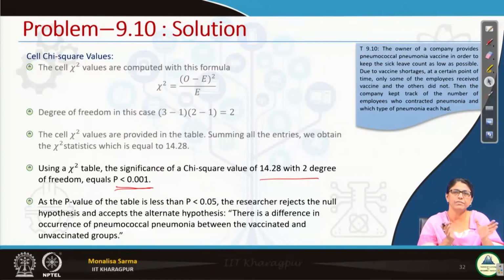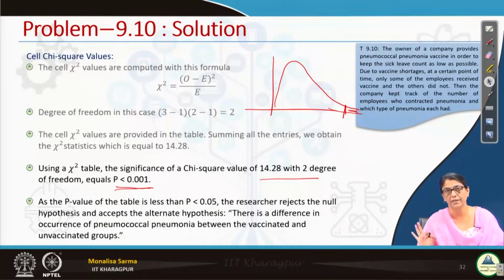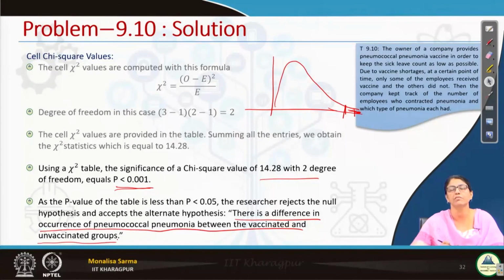The significance value we usually consider is around 0.05, and this is less than that. That means if we draw something here, this is my significance level. If it falls in this area, then I reject the null hypothesis, and my value is falling here, much lesser than the significance value. So I reject the null hypothesis. That means the researcher rejects the null hypothesis and accepts the alternate hypothesis: there is a difference in the occurrence of pneumococcal pneumonia between the vaccinated and unvaccinated group.